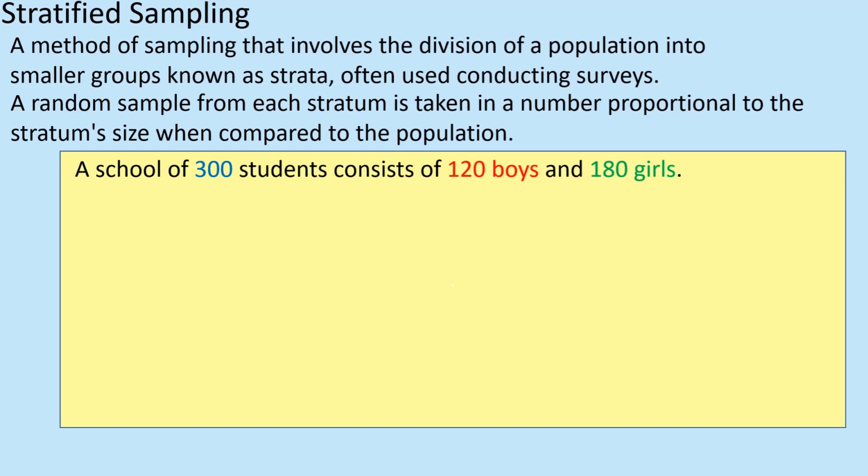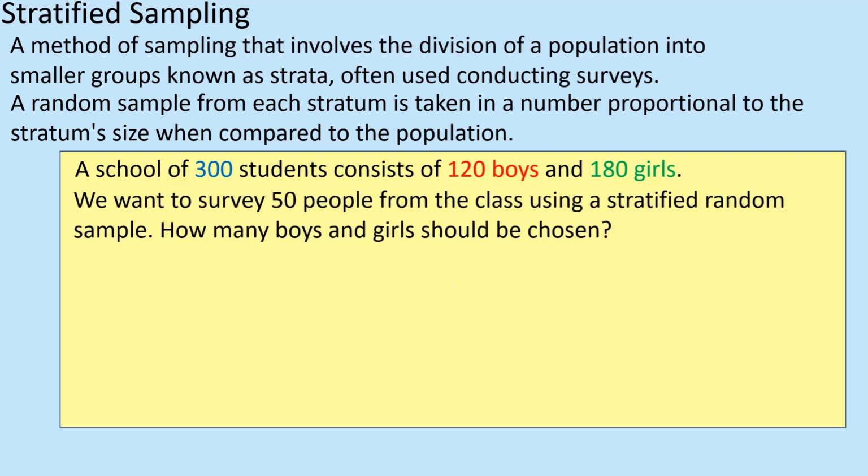So, for example, if you've got a school of 300 students which consists of 120 boys and 180 girls, and you want to do a stratified sample or survey, rather than doing absolutely everybody, all 300, we're going to do a survey of 50 people. Then I want to take the number of boys and the number of girls which represents the proportion which is currently out there.